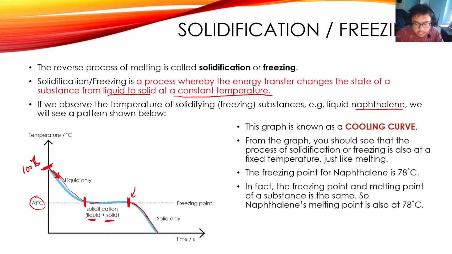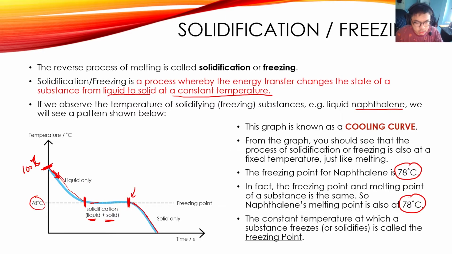In fact, the freezing point and melting point of a substance is the same. Naphthalene's melting point is also 78 degrees Celsius. That's a very important point to know. The freezing point and the melting point is usually the same temperature. For example, water has a melting point of 0 degrees Celsius. It also has a freezing point of 0 degrees Celsius. Same thing here. Naphthalene has a freezing point of 78 degrees Celsius. It also has a melting point of the same temperature. So the constant temperature at which a substance freezes or solidifies is called the freezing point.